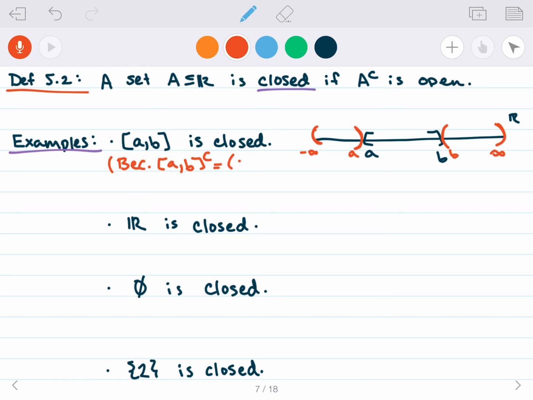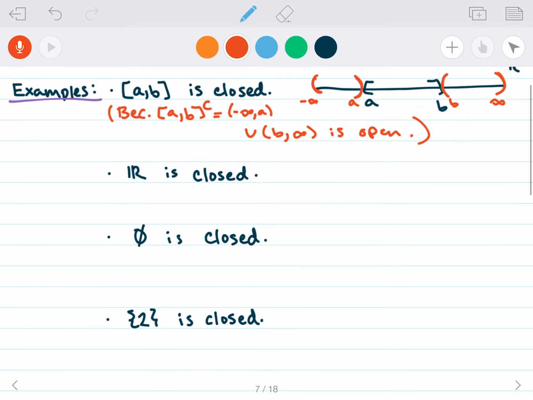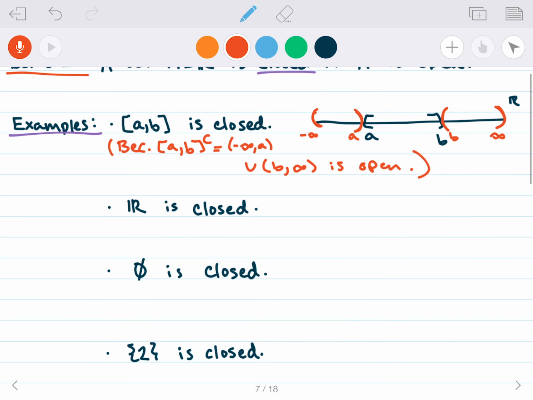Equals A, oh shoot, yeah. Okay, so this equals negative infinity to A, union B to infinity. And this is open. Alright? Okay, so now we have something weird that's happening, and this is where I'm going to mention the Cummings book.